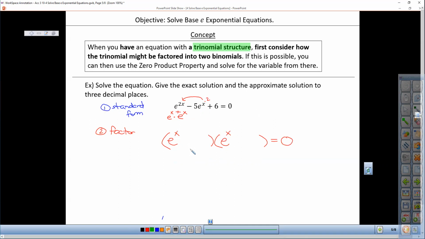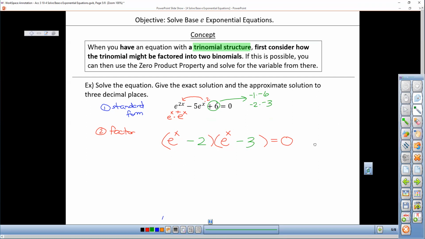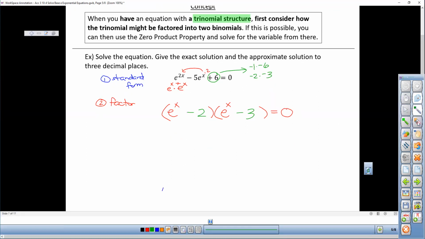All right, so now we need two factors of 6, and we need to have a minus 5 in the middle, which means we'll need two negative factors. We can either use -1 and -6, or -2 and -3. So here it's the -2 and the -3 that are going to also give us that -5. Always check your factoring before moving on, because if your factors are wrong, then it doesn't matter whether you follow the procedure correctly or not, your solutions will not be correct.